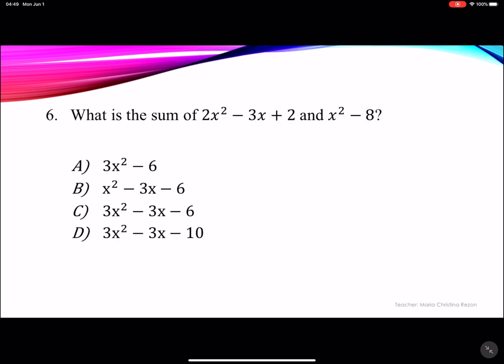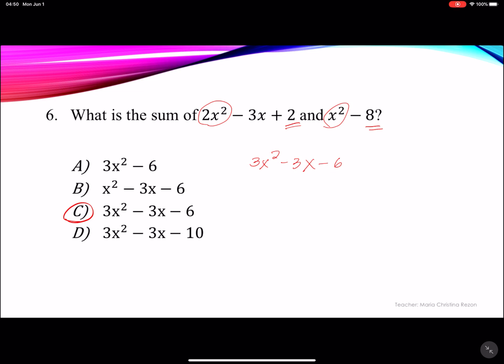The next number. What is the sum of 2x squared minus 3x plus 2 and x squared minus 8? Okay, so you are just going to add that. You have this term and this term can be added together, and of course your constants. So you will have 2x squared plus x squared, that gives you 3x squared. Copy 3x, and then you will have minus 6. So your answer is letter C.